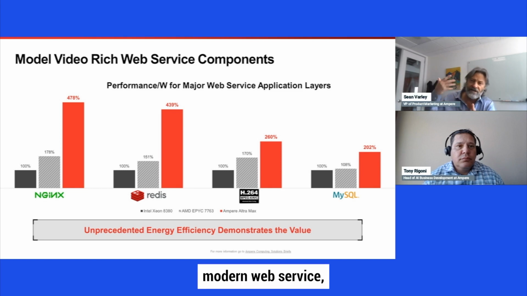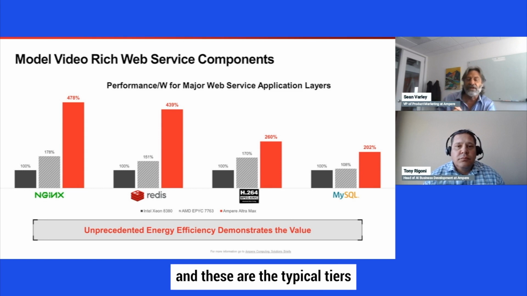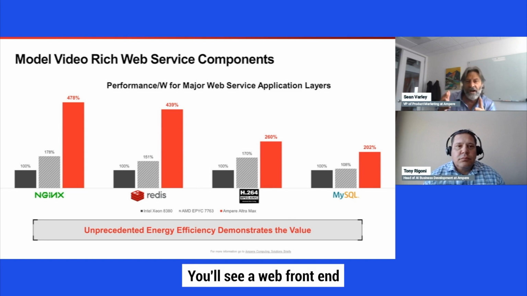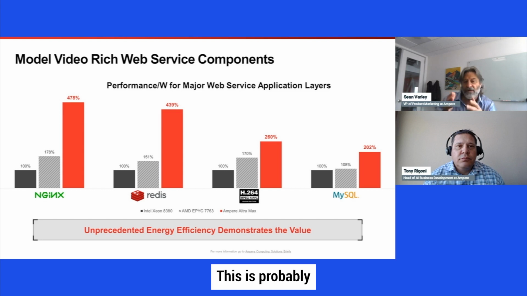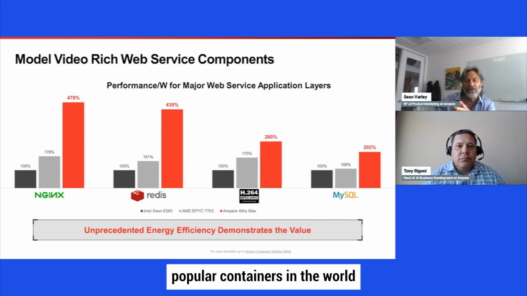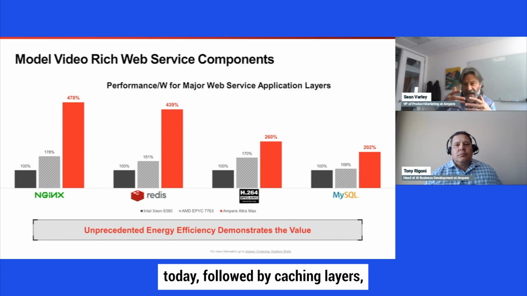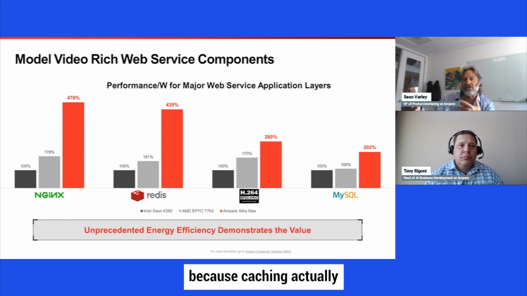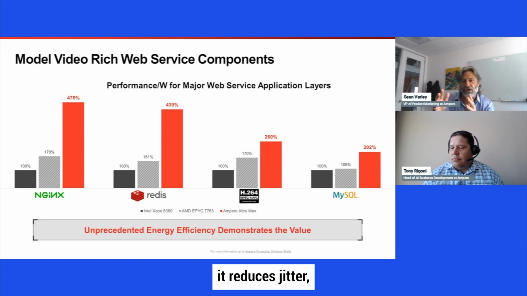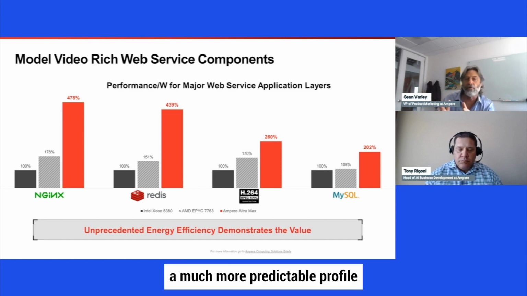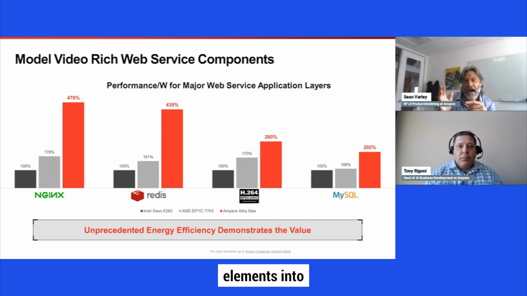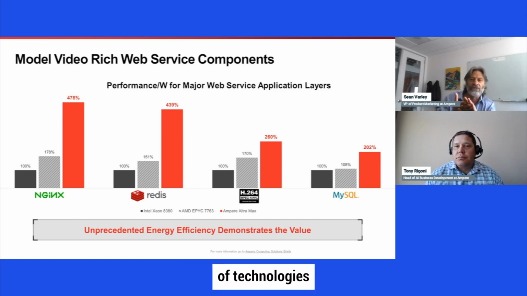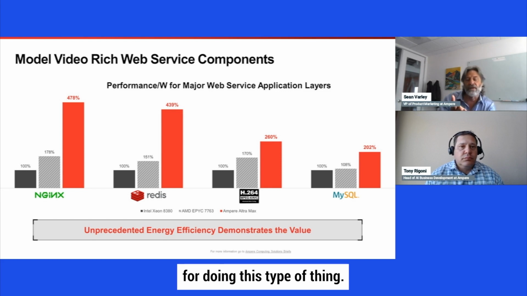And if you look at a modern web service, they're very tiered. And these are the typical tiers that you'll see. You'll see a web front end as characterized by something like NGINX. This is probably one of the most popular containers in the world today, followed by caching layers, because caching actually reduces latency, it reduces jitter, it gives a much more predictable profile by putting the most commonly accessed elements into high-speed memory caches. And things like Redis and Memcached, Cassandra, all of these sorts of technologies are very, very popular for doing this type of thing.